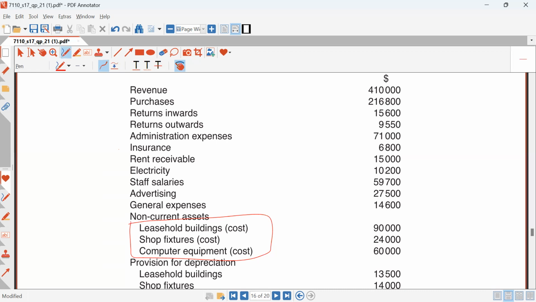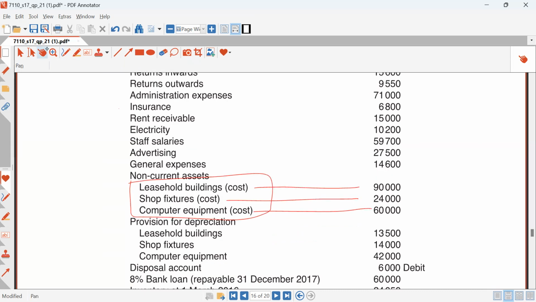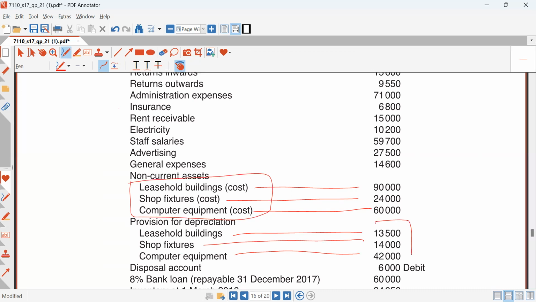We have leasehold building, we have shop fixtures, we have computer equipment. These are the three non-current assets which are mentioned in the question. And the provision for depreciation is also given in the question. For leasehold building, the provision for depreciation is 13,500, which means the old depreciation, the previous year's depreciation. For shop fixtures, 14,000. For computer equipment, this is the value of the provision for depreciation, which means the previous year depreciation.